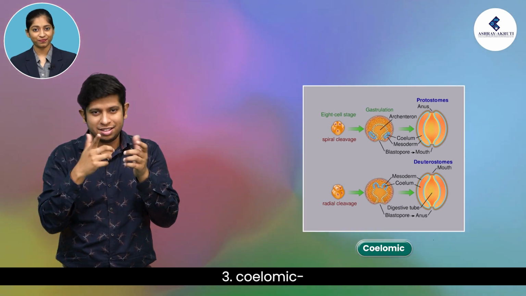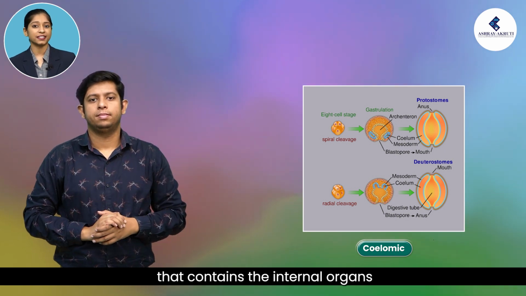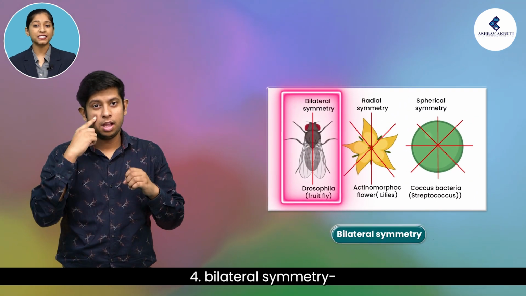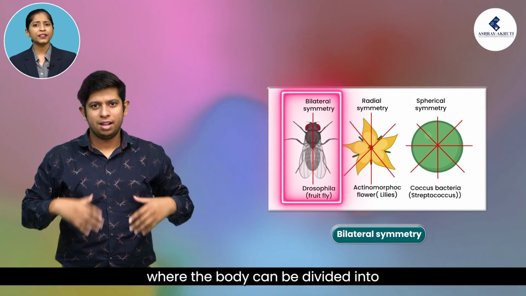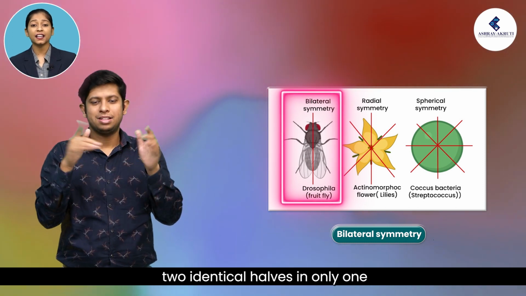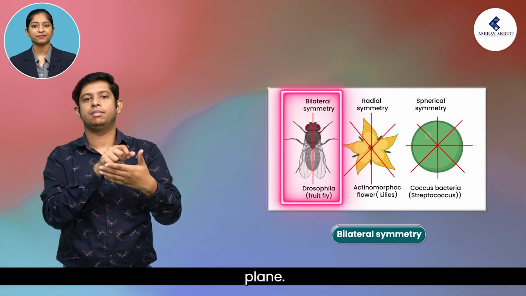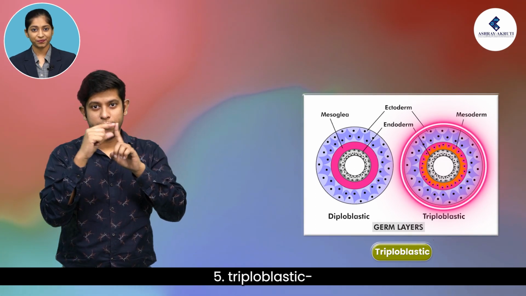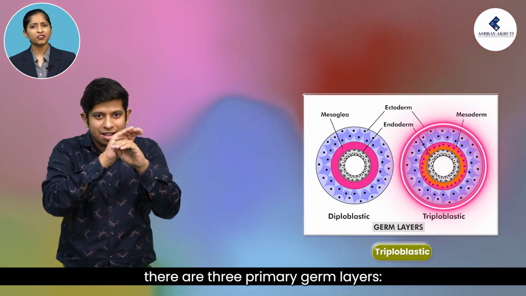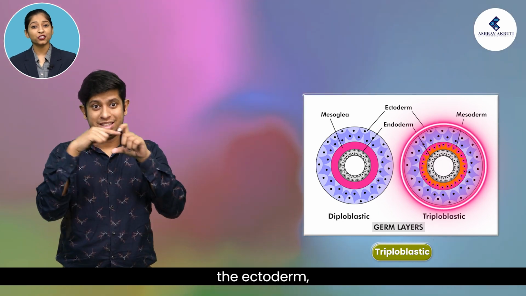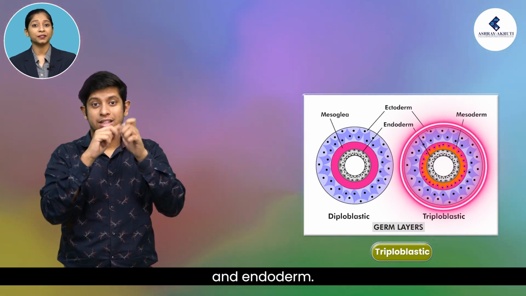Coelomic. The fluid-filled body cavity of an animal that contains the internal organs. Bilateral symmetry. Body symmetry where the body can be divided into 2 identical halves in only one plane. Triploblastic, a condition of the gastrula in which there are 3 primary germ layers: the ectoderm, mesoderm, and endoderm.